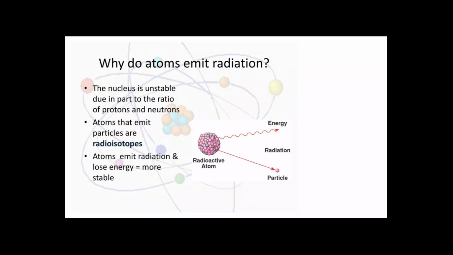So why do atoms emit radiation? The nucleus is unstable due in part to the ratio of protons to neutrons. We'll look more at that later on. So if you have an unstable ratio, that is neutrons to protons, the nucleus will decompose and give off energy. As well as giving off an alpha particle or a beta particle, it will give off gamma radiation. Atoms emit radiation and lose energy, and by losing energy, they become more stable.